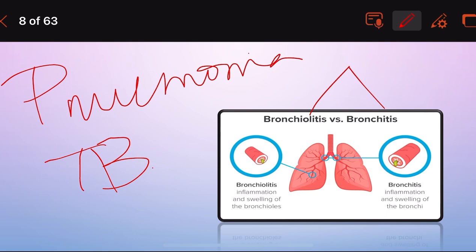Bronchitis is inflammation and swelling of the bronchi, whereas bronchiolitis is the inflammation of the bronchioles, which is usually caused by a virus. It is the most common lower respiratory tract infection, seen especially in children less than 2 years of age. You see this bronchiolitis, which is the inflammation and swelling of the bronchioles.